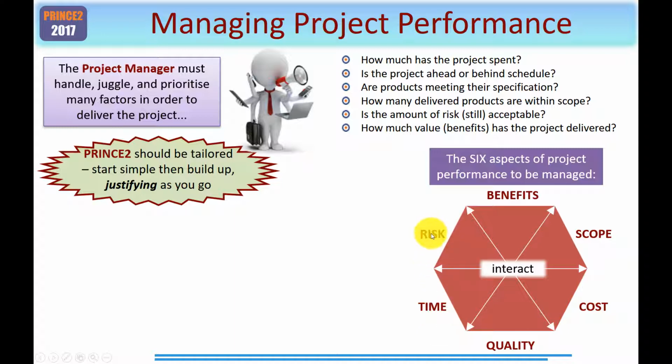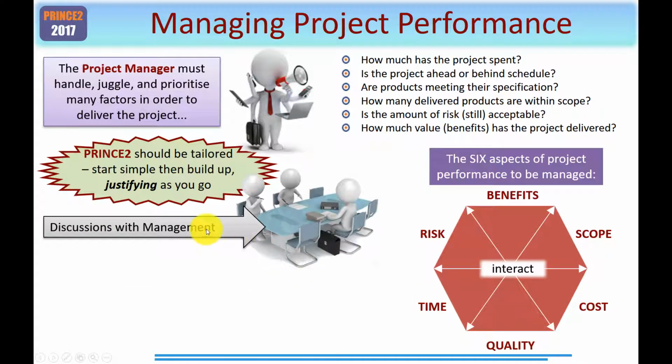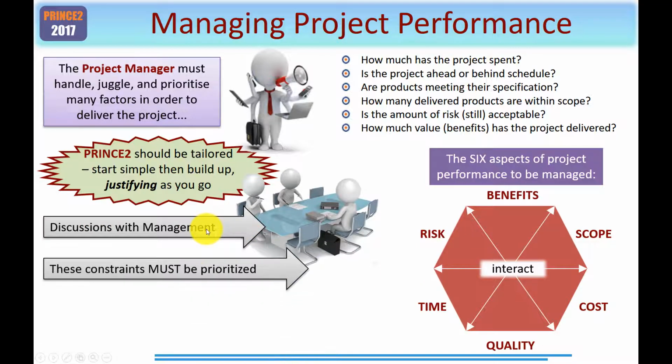So every time you change any one of these, it's almost certain that at least one of the others will also change, and hence you'll need to manage them. The way in which you would do this is with discussions with management throughout the project, and that these constraints, because clearly time would be a constraint, the maximum risk would be a constraint, and so on, need to be prioritized. It's not good enough simply just to choose, for example, time and cost for tolerances, without due consideration of all 6 project performance aspects.